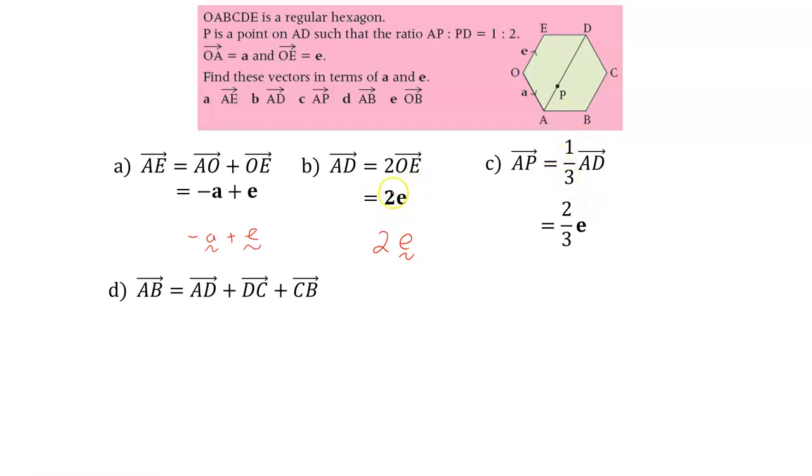So I've got my AD, which is 2E, plus DC, which is A, minus E. Then you can see I've got 2E and I've got minus E here, so I can simplify to E plus A. And actually, if you imagine, if I go a vector E from here, then a vector A from there, it's like travelling along those edges of that equilateral triangle that I showed you earlier.